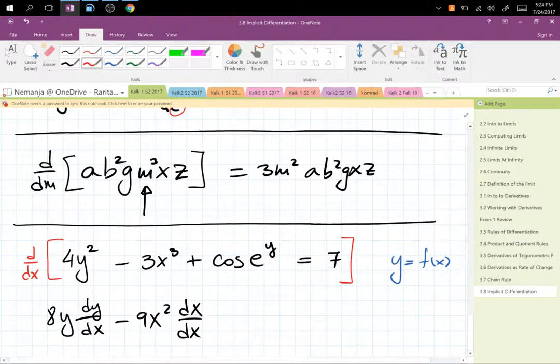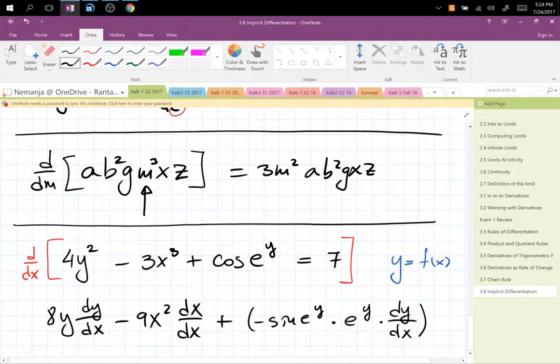So I have that part. Plus, here comes the double chain rule. We have e to the y plugged into the cosine, so that's negative sine e to the y times the derivative of the inside, which is e to the y, and I took the derivative of y with respect to x, equal to 0.